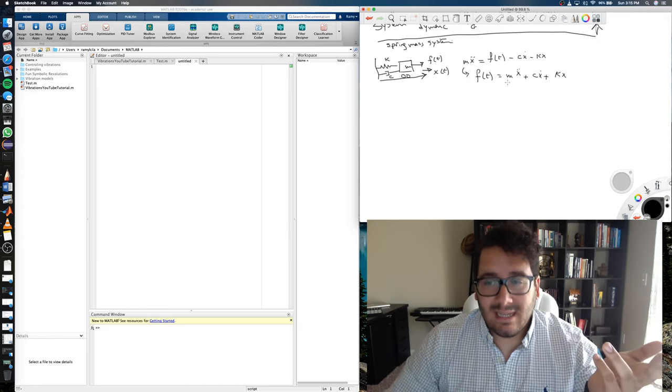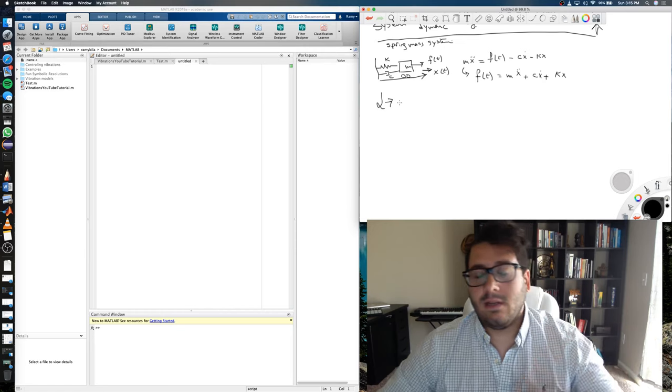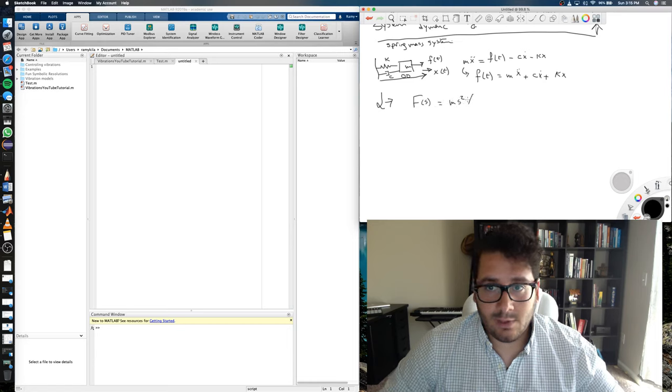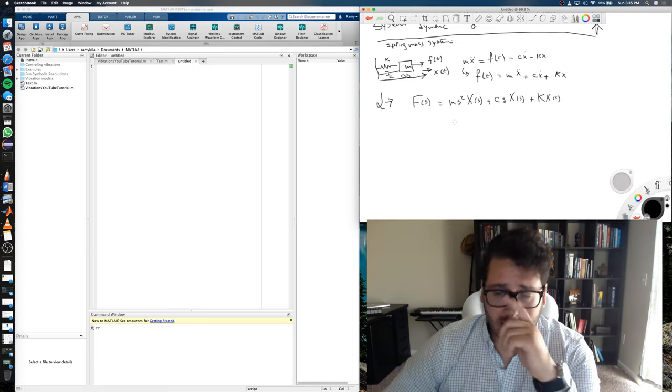The easiest way to solve this equation is to put it into Laplace. So let's Laplace transform this equation. I have f of s equal to m s squared, remember your Laplace rules, they're very important, plus c s times x of s plus k x of s.